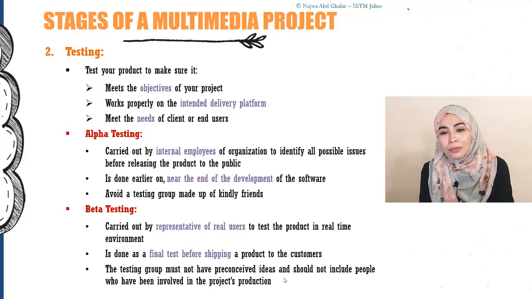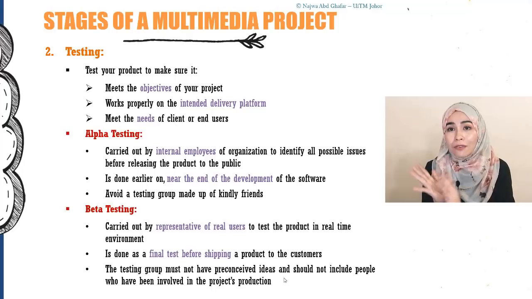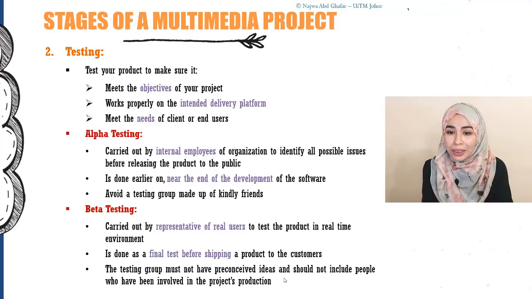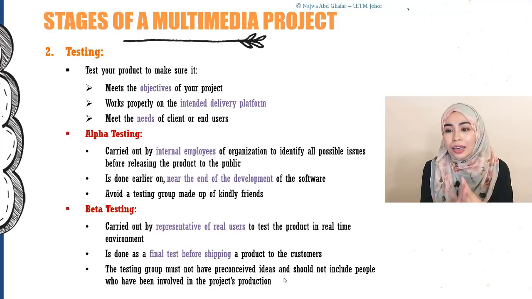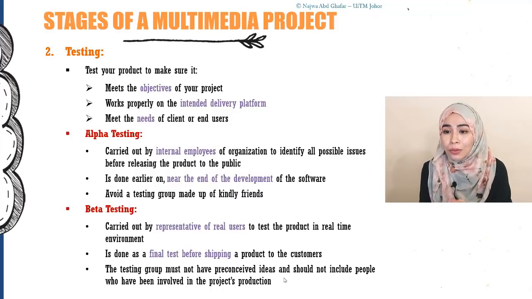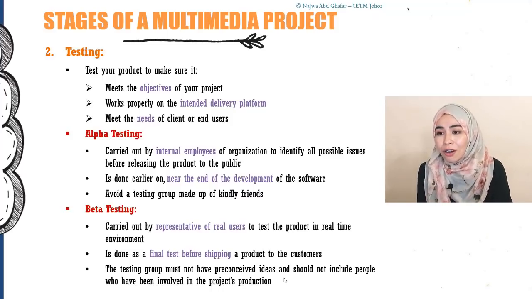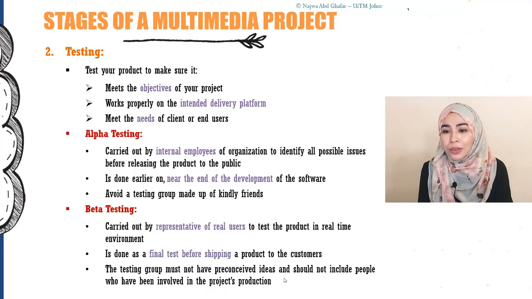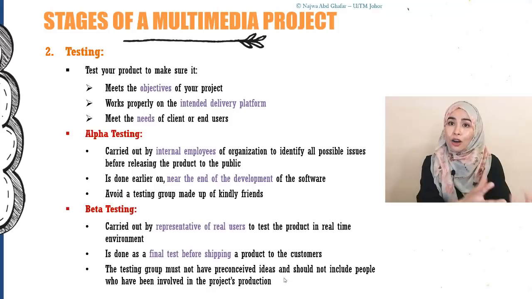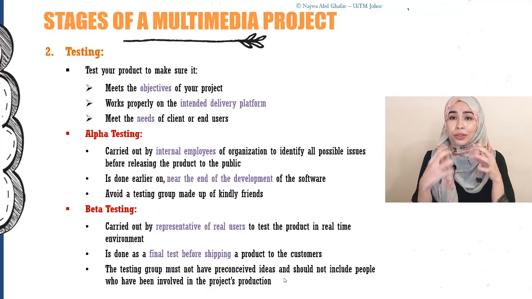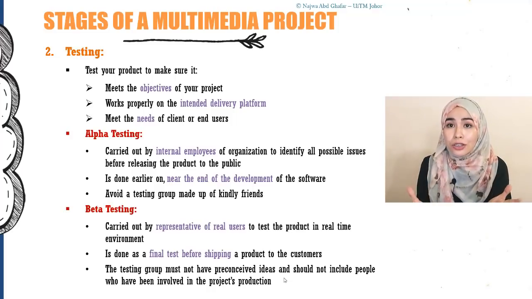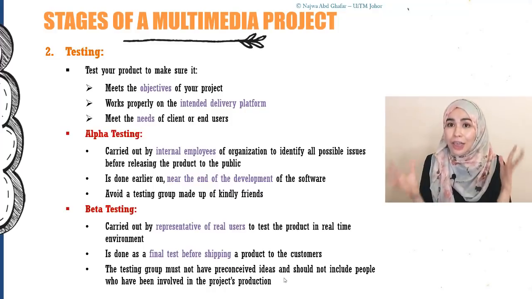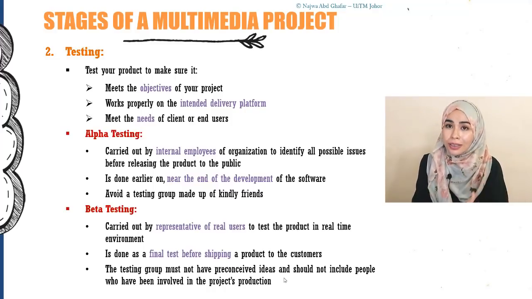So when it comes to testing, there are two types. We have alpha testing and we also have beta testing. Alpha testing is testing that is carried out by internal employees of an organization to identify all possible issues before releasing the product to the public. So basically, alpha testing is done earlier on. Before you can say that, yes, I have finished my product, you need to test it out first.